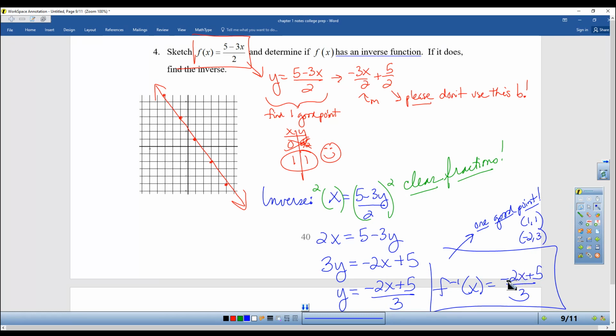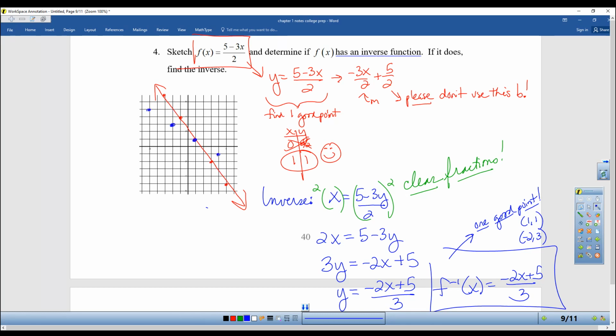Negative 2 times negative 2 is 4. 4 plus 5 is 9. 9 over 3 is 3. So we've already got a couple good points: (negative 2, 3) and (1, 1). And from there, I would use slope. Down 2 over 3. Can't go further than that.